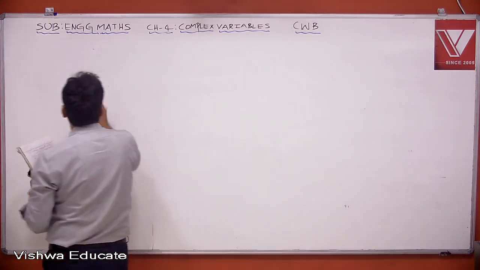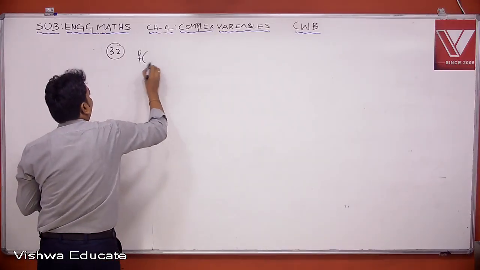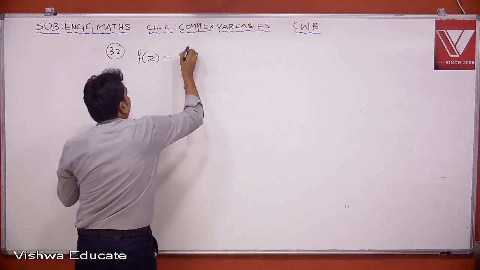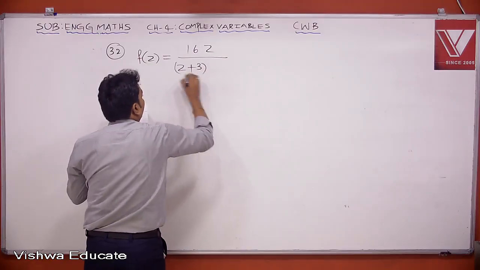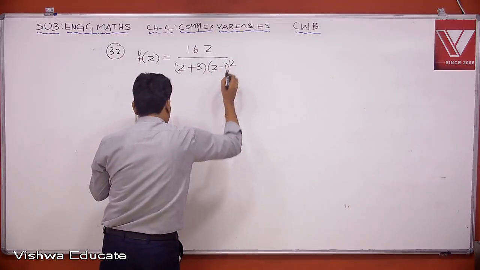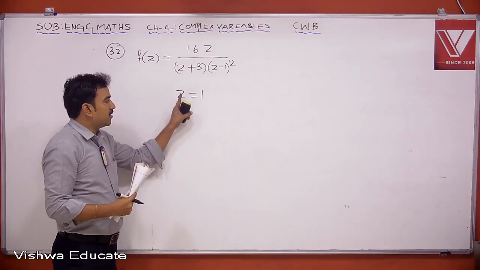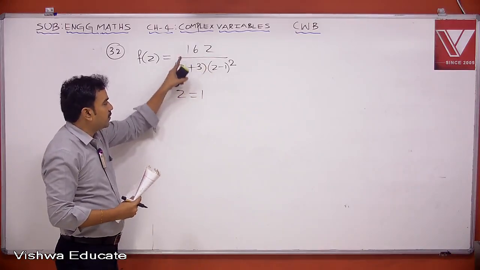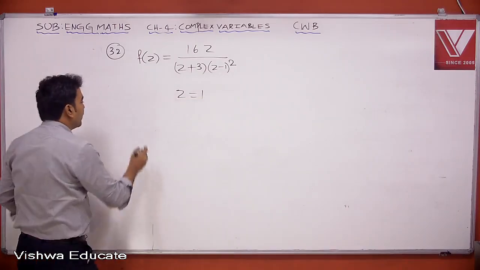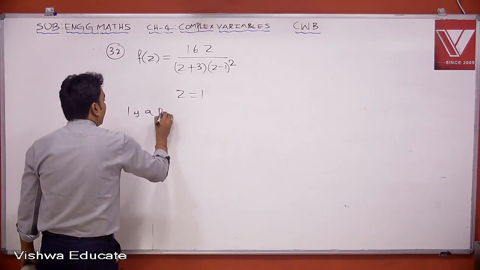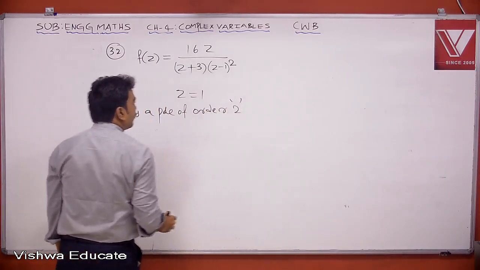We move to question number 32. For the function f of z equal to 16z divided by z plus 3 into z minus 1 whole square, the residue at the pole z equal to 1. So here the question was very clear. We need to find the residue of this function at the pole z equal to 1. But 1 is a pole of order 2. So that means you need to apply case 2.